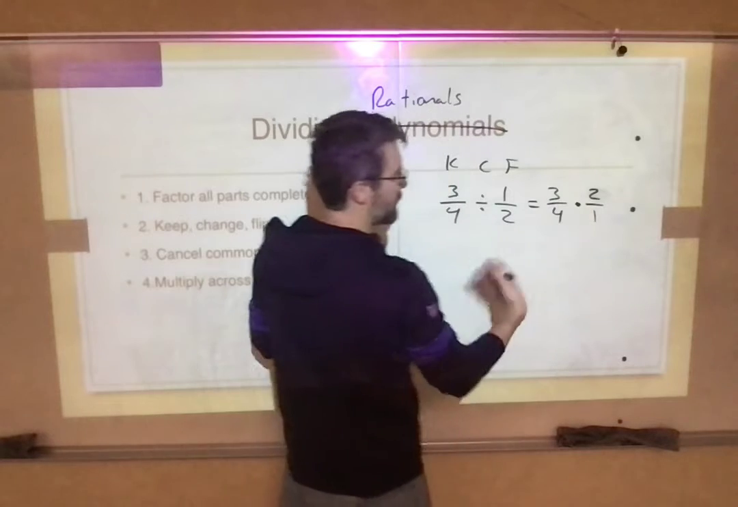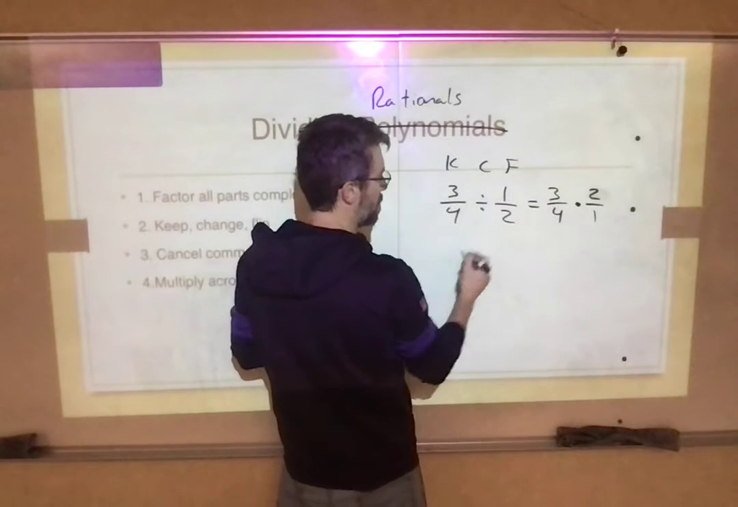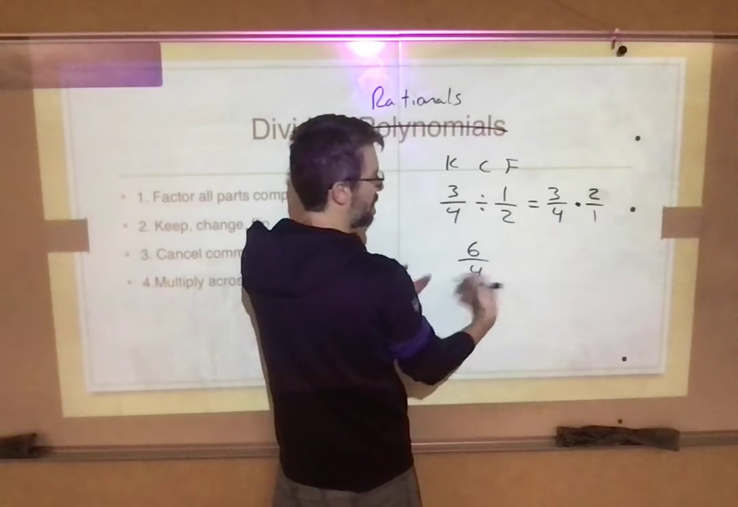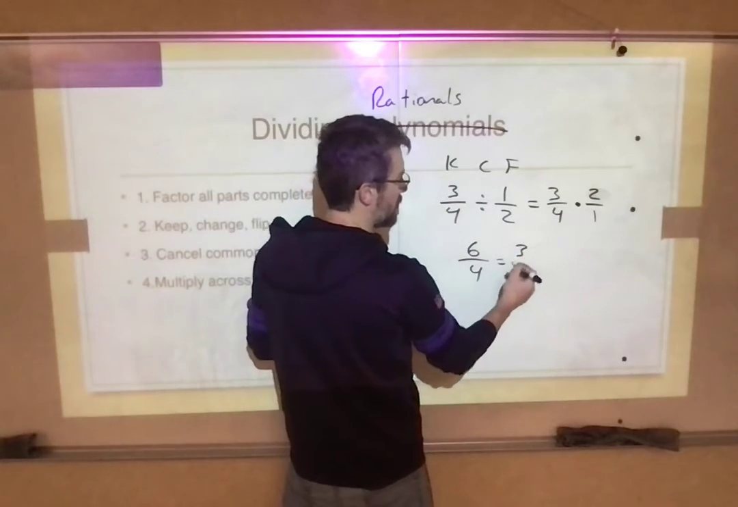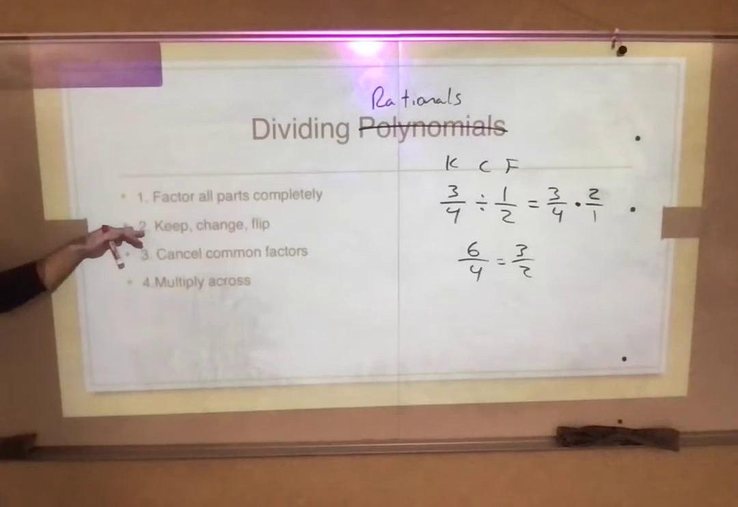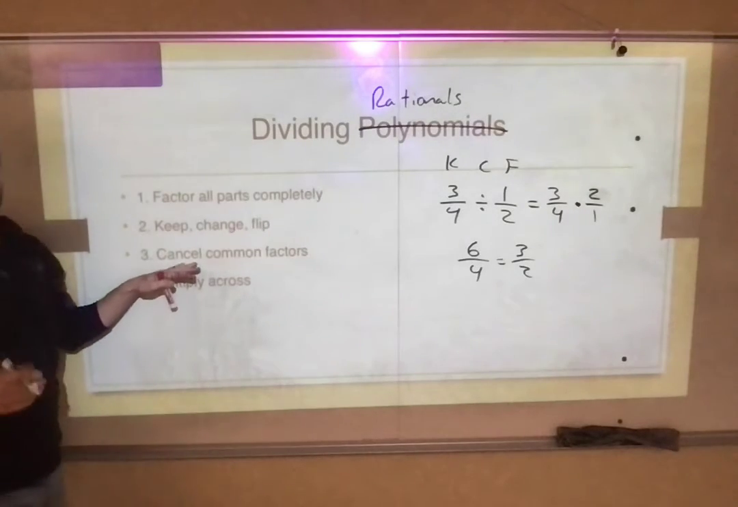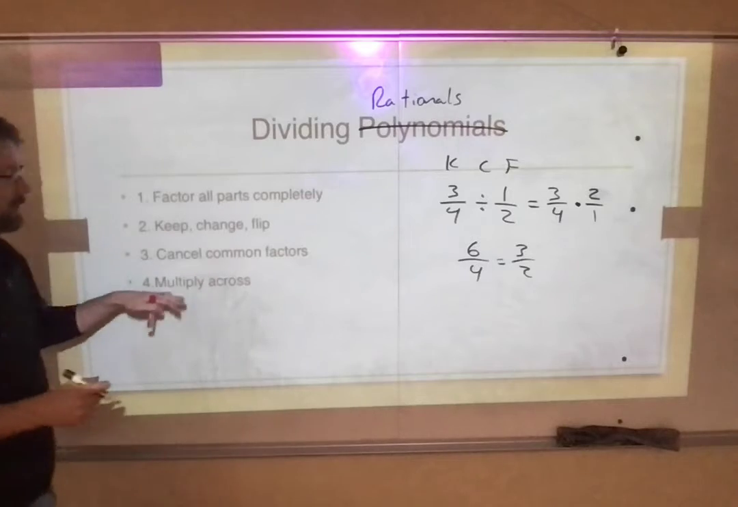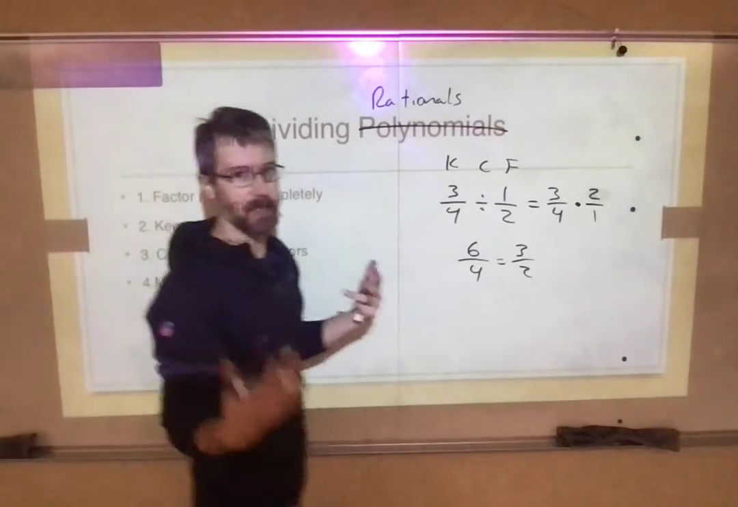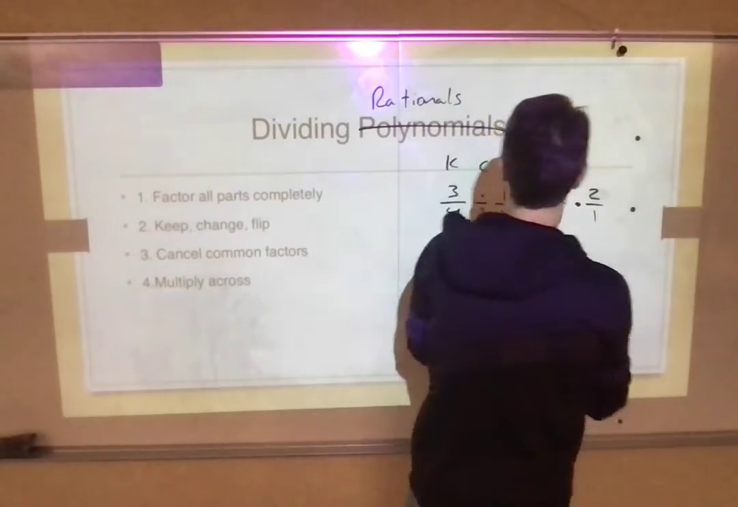So then now we can just multiply across, right? 3 times 2 is equal to 6. 4 times 1 is equal to 4. And this is a fraction that reduces to 3 over 2. Okay, so once we do the keep, change, flip, then we'll cancel our common factors, and then we'll multiply across. So once we do the keep, change, flip, then it really just becomes a multiplication problem.